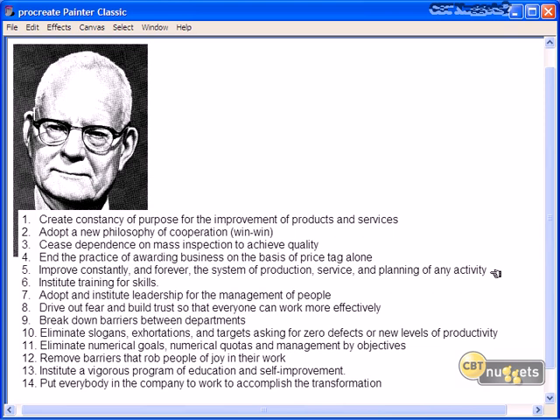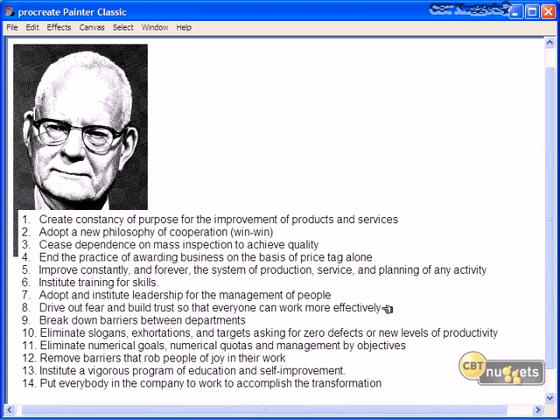Then, of course, there's constantly improve. Constantly improve and do it forever. The production system, the service, and the planning of all your activities. The goal is to improve quality and productivity and then constantly decrease cost. And then next, you want to institute training for skills on an ongoing basis. Adopt and institute leadership for the management of people. Recognize different abilities, aspirations, and capabilities. The aim of leadership should be to help people, machines, and gadgetry do their job better. Drive out fear and build trust so that everybody works more effectively.